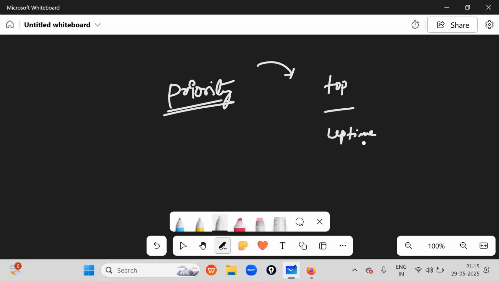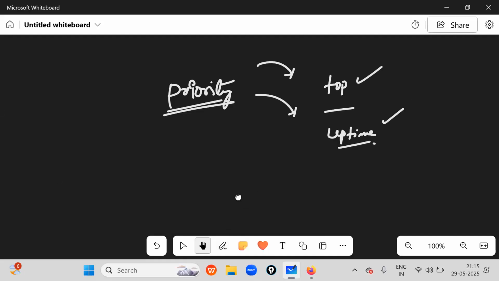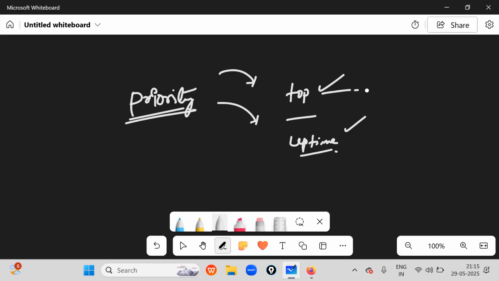Top and uptime, very, very important. Top has a certain number of fields, and uptime has very few fields, but the top command has the entire thing.